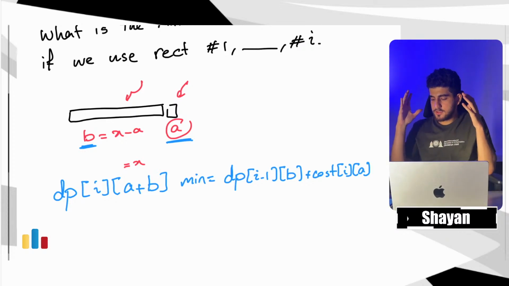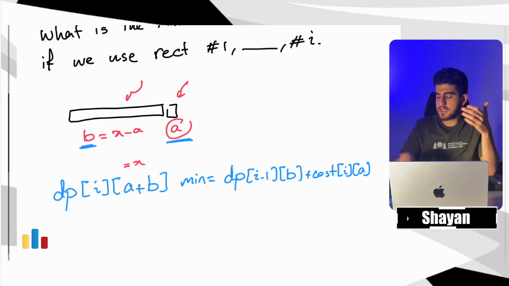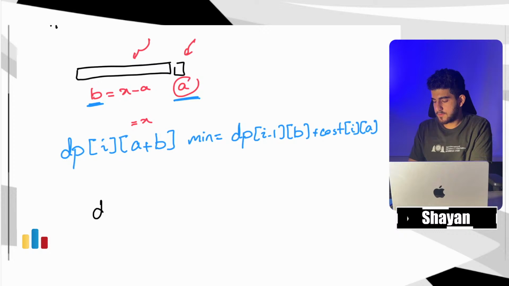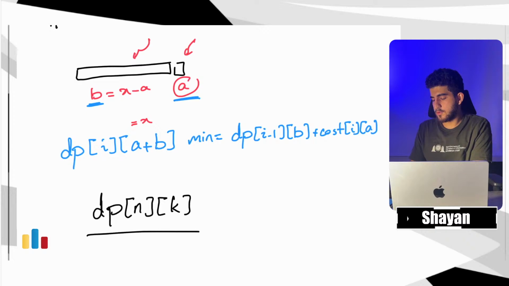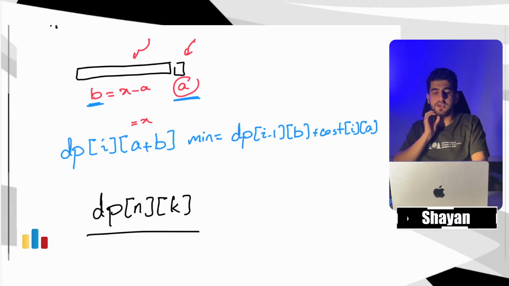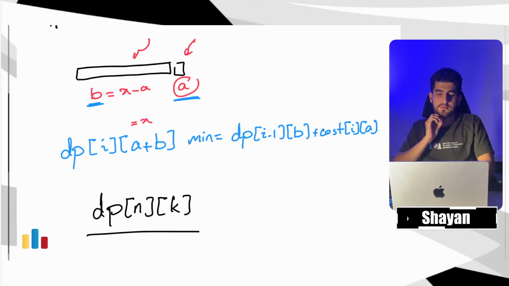So this way I can update my DPs, and at the end my final answer is going to be dp of N and K, if I use all the N rectangles and I want to have K as my final score.